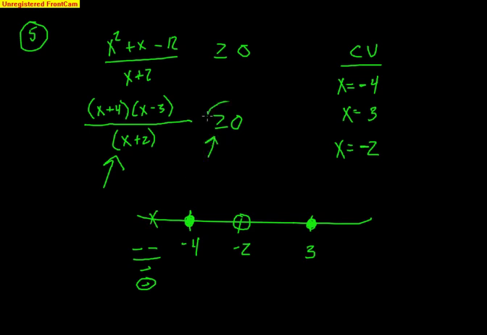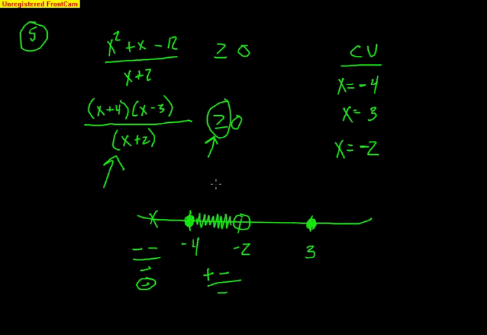All right, negative 4 to negative 2. Negative 3 is an easy one in there. So negative 3 plus 4 is positive. Negative 3 minus 3 is negative. Negative 3 plus 2 is negative. The two negatives make a positive, so I do get a positive number inside of there, and I like positives.